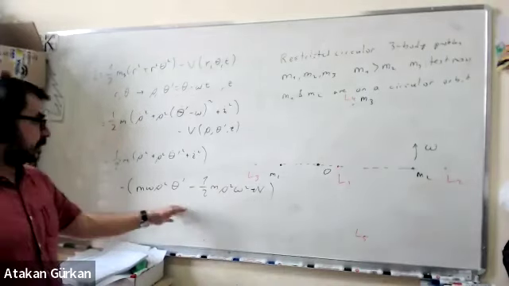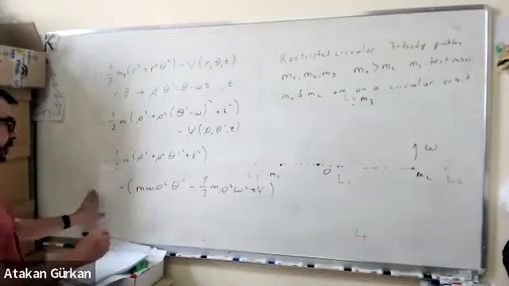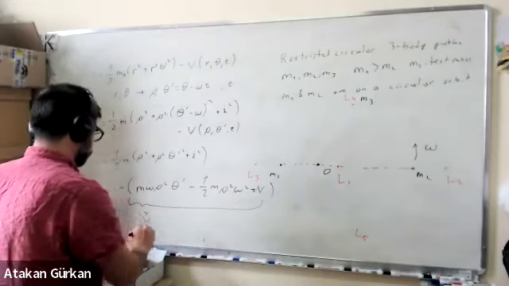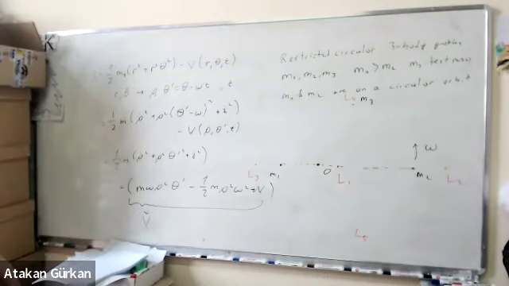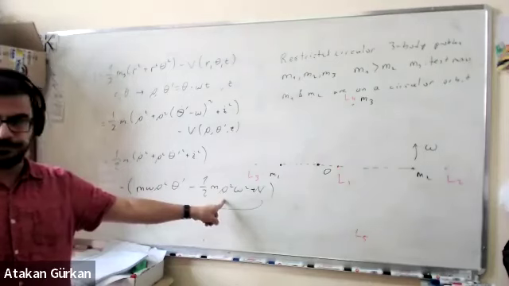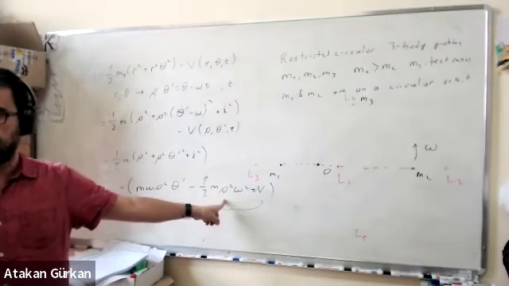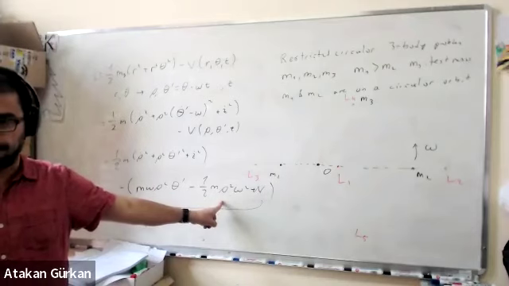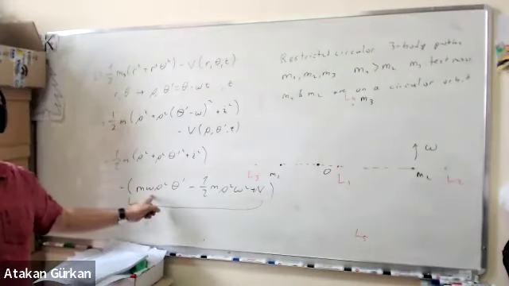Now this we could call our pseudo potential. In fact, that's what it's called in celestial mechanics. And this has two additional terms. Now this one is something we're familiar with. This is the centrifugal force, the fictitious force in the rotating reference frame. This one is the Coriolis force.